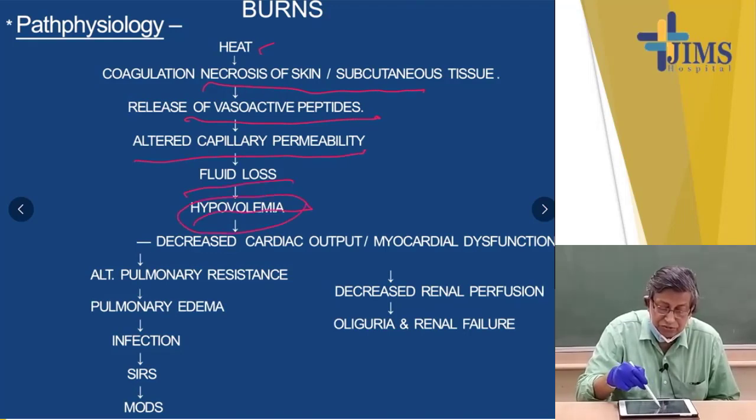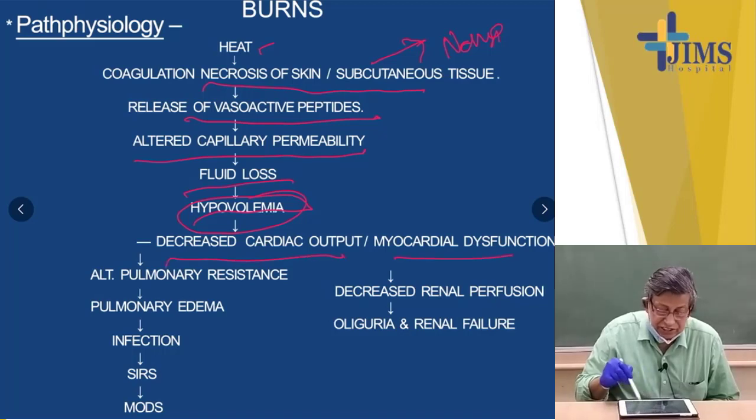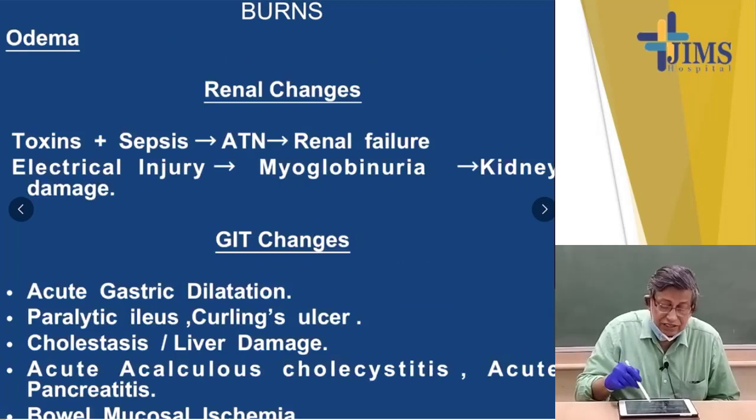So hypovolemia. And at first there will be very much pain, so there will be neurogenic shock, decreased cardiac output, myocardial dysfunction, and altered pulmonary resistance. So there will be pulmonary edema, infection, and multi-organ disease. Decreased renal perfusion causes oliguria and renal failure. In renal changes, myoglobin is released from muscle, causing myoglobinuria and kidney damage.